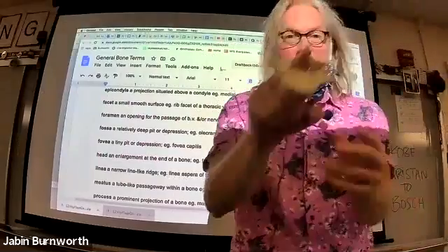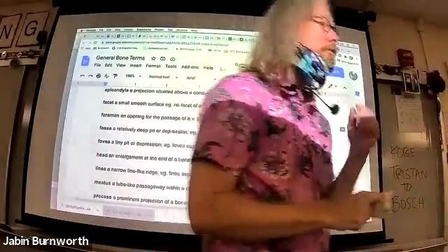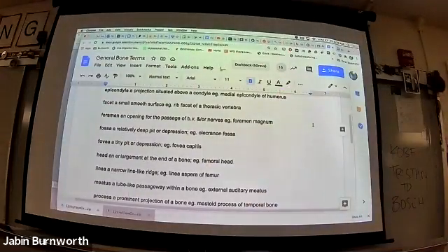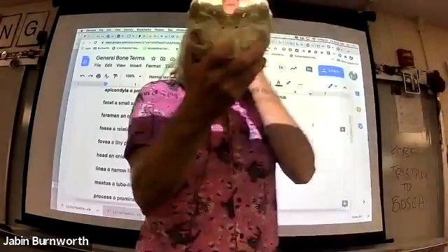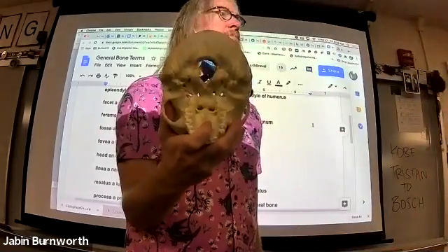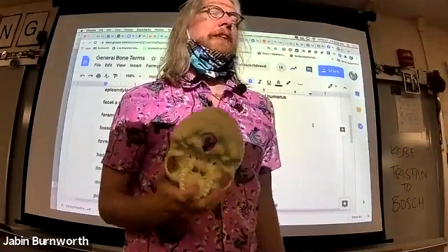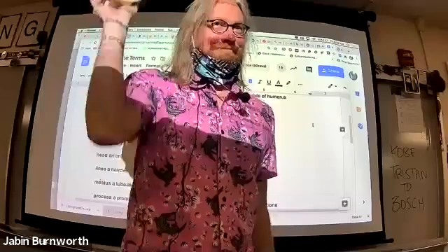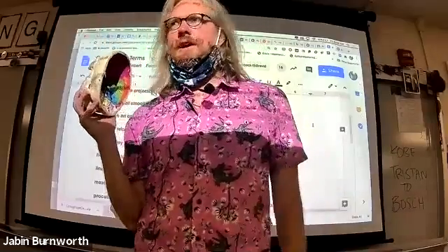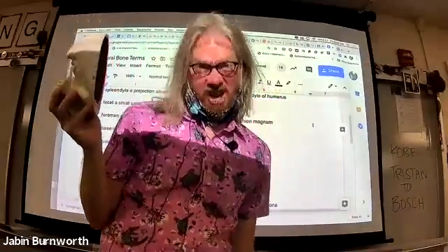So you have foramen. There's lots of foramens out there. This one is called the foramen magnum. Why is this called the foramen magnum? It's big, right? Think about something that's also magnum.